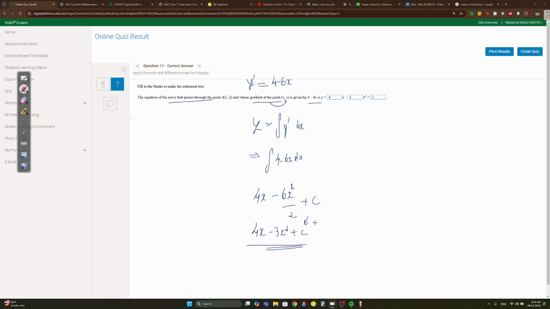And obviously, guys, we're not going to write plus c. What did they tell us? 1, comma 2. So we got this: y is equal to this. We can substitute 1, comma 2 and find c.